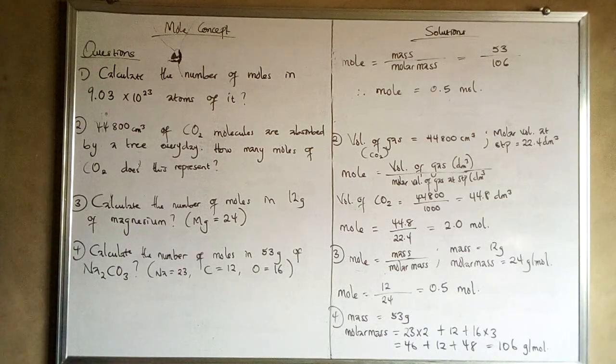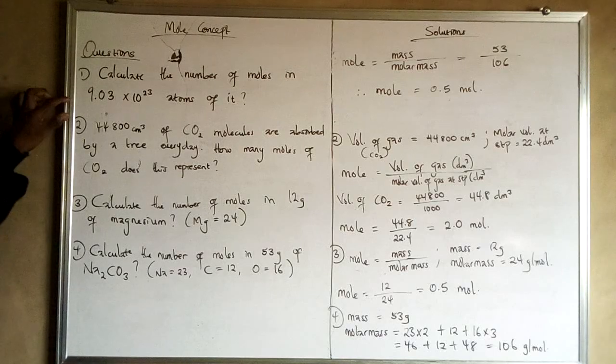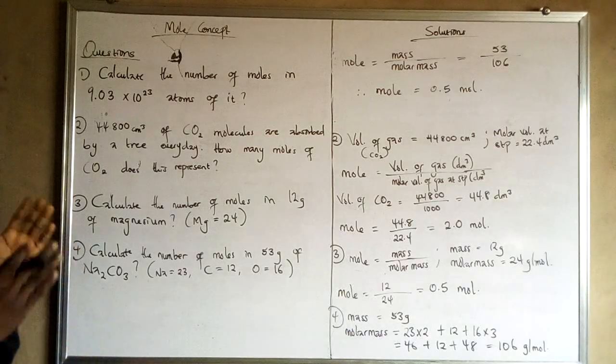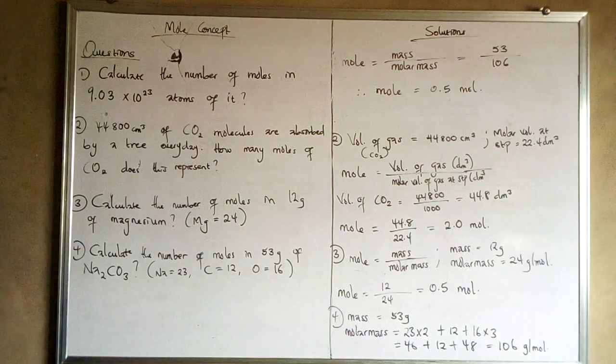In the first question, they asked us to find the number of moles, giving us the number of atoms. That's the only thing given in the question. What they expect us to do here is to know the value of the Avogadro's constant. So we use the Avogadro's constant and the number of atoms or the number of particles given in the question to solve for our value.